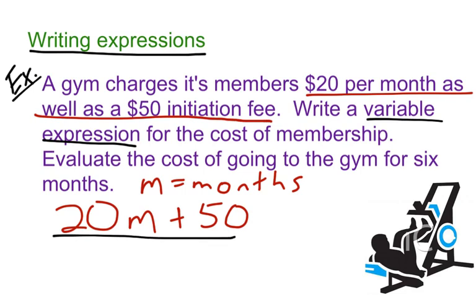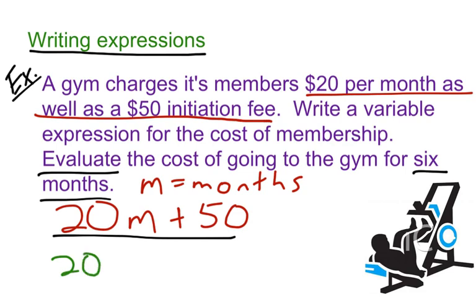All right, the next question, we've already done variable expression. The next one is evaluate how much it's going to cost for 6 months. So we're going to plug that into our answer that we just got. So 20, we're going to plug in a 6 for M. Remember, a number and a letter means multiply, so it's 20 times 6 plus 50.